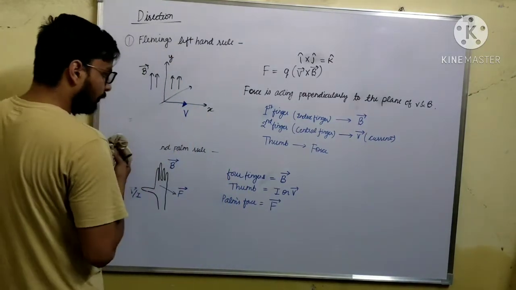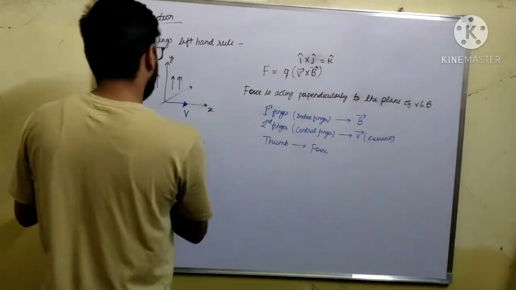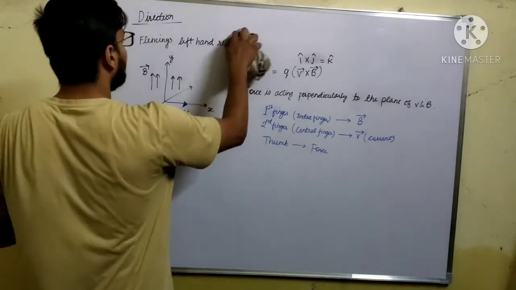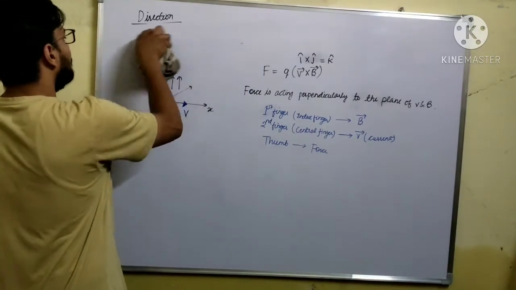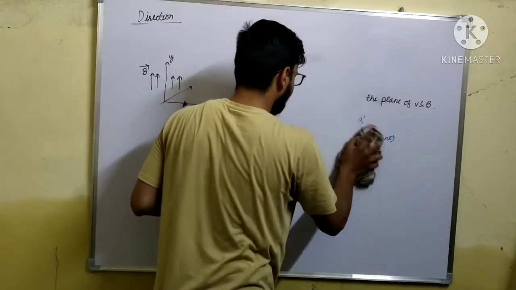And there is one more thumb rule. There is one more rule. You have seen the right hand thumb rule. Okay, so this rule is commonly used for solving some complex problems. So it is very easy.